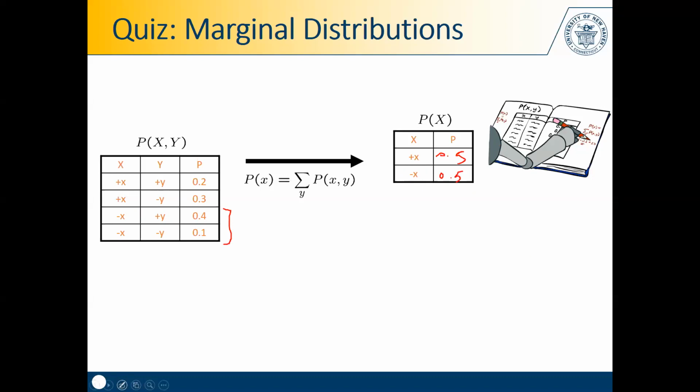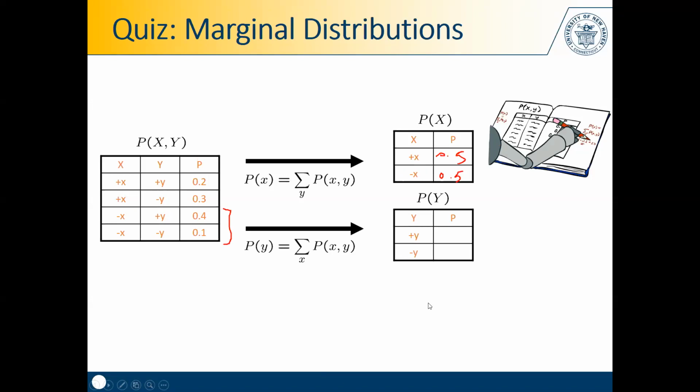Now let's do the same for P of y. What are the possible outcomes? What's the domain of the random variable y? It's plus y and minus y, right? So what's the probability of plus y? It's 0.2 plus 0.4, right? Which gives us 0.6.